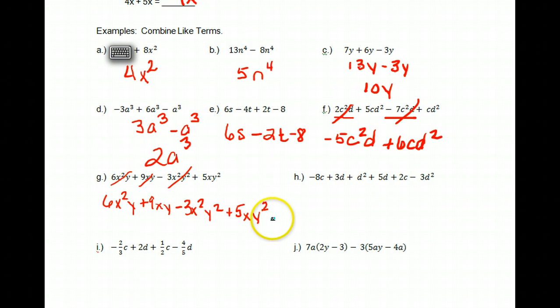Letter H. Go ahead and solve letter H for me. Whenever you are ready, please unpause the recording and we'll go over the answer together.